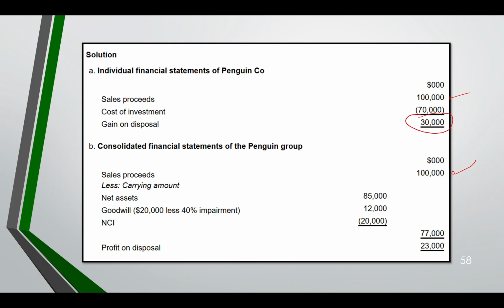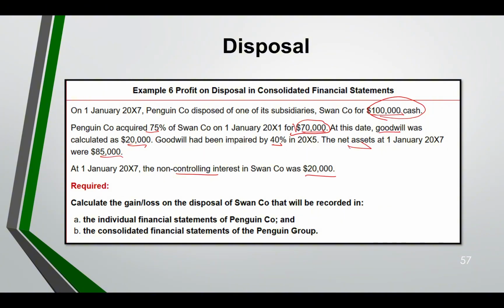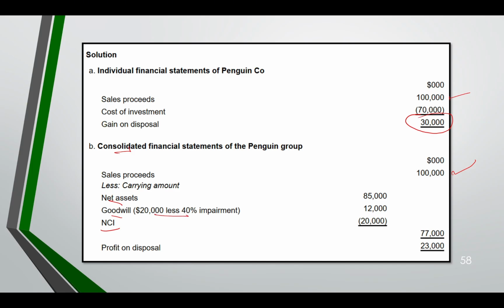Here also the sale proceeds is 100, the same. The difference is in the cost of investment; the carrying amount changes. Whenever you go to the consolidated, you have to take these three things: net asset, goodwill, NCI. Do not forget them. Net asset, they have already given 85. NCI, they have given 20. Goodwill, they have given 20, and told us it is impaired by 40%. So you deduct that 40% from 20. That means 60% of 20, which is 12,000. And NCI you deduct, not add, in the total of the three. Then the difference between those two is your profit. You see, the profit is much lower than the individual profit.